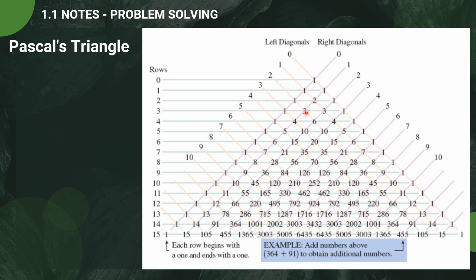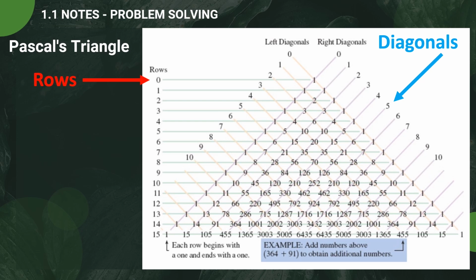1 plus 3 is 4. 4 plus 6 is 10. 10 plus 10 is 20, and so on. So it turns out that the way we talk about Pascal's triangle is that it's divided into rows, and there are infinitely many rows. This thing goes on forever. So we have the 0 row, the first row, second row, and so on. And then you also have diagonals. The diagonals go in this direction, and they are also numbered.